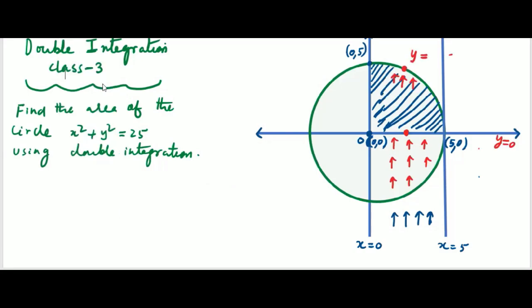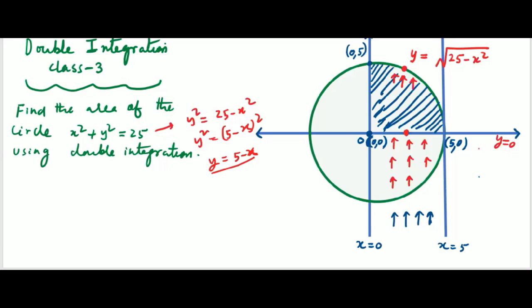Then you have to find y, right? Square root of 25 minus x square. You have to find y in terms of x. Now, y square is not 5 minus x square. (a minus b) whole square is not a square minus b square. That would become a first degree equation, a straight line. Even (a minus b) whole square is not a square minus b square, right? But I'm not talking about a square minus b square. I'm talking about (a minus b) whole square.